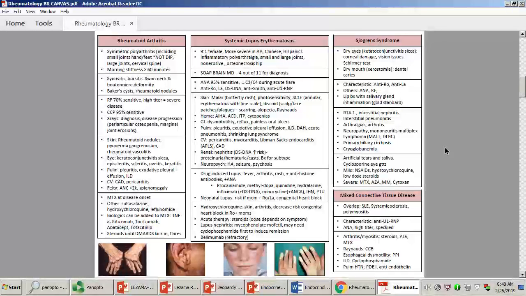Neonatal lupus, this is something that we always have to be conscientious of, especially when it comes to counseling a patient who wants to get pregnant, who has known lupus. You really want to know their anti-Ro positivity, because the anti-Ro is the antibody that's going to cause the increased risk for crossing over the placenta and creating a congenital heart block. So that's commonly asked about in boards too as well.